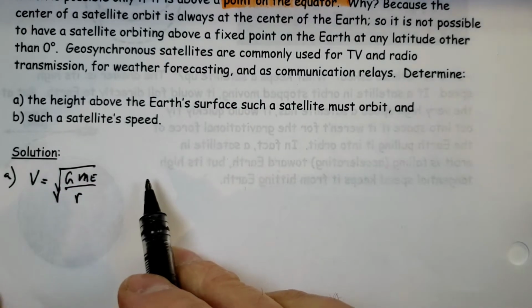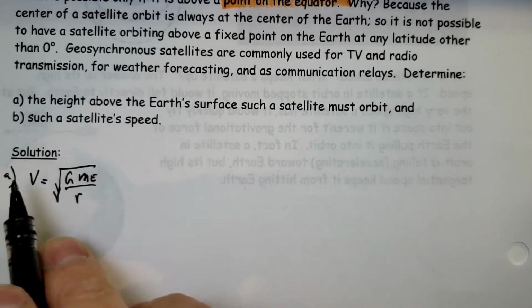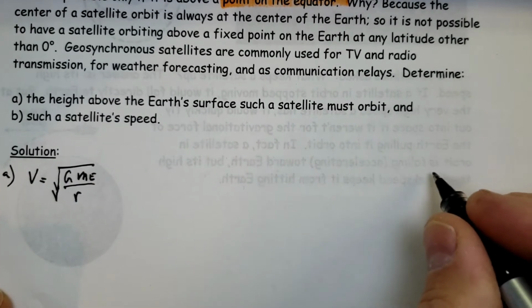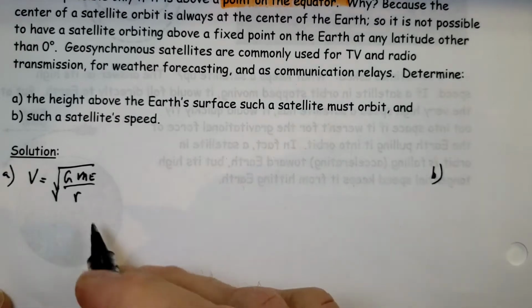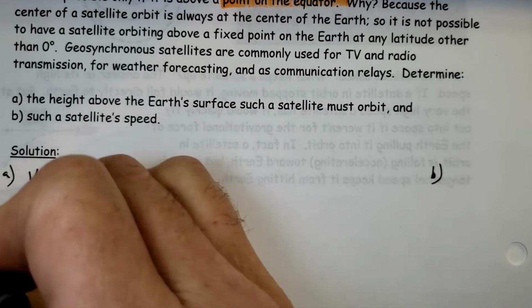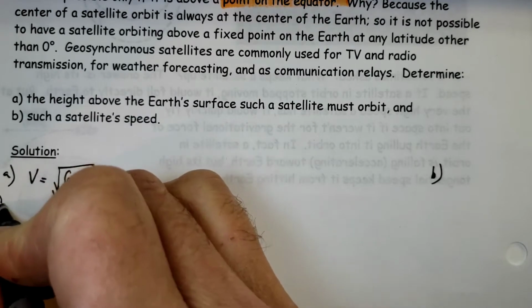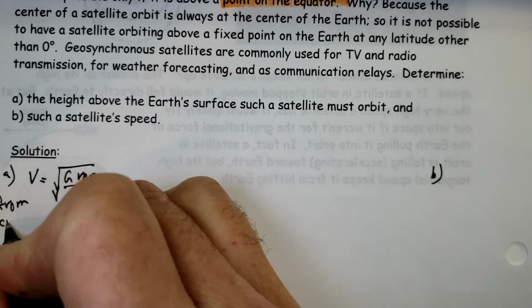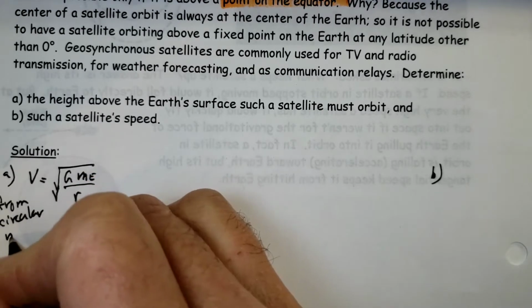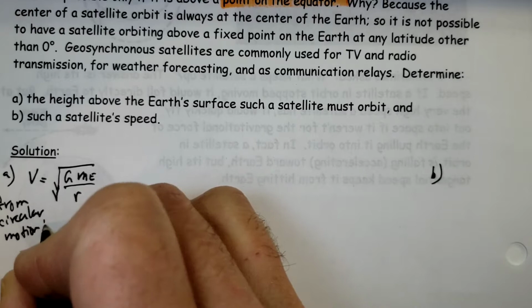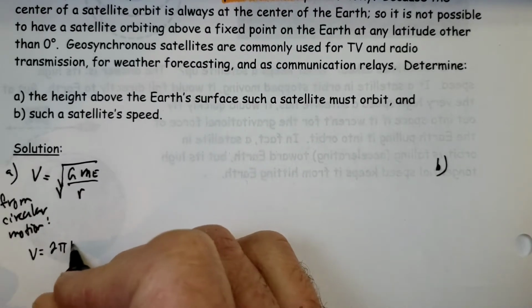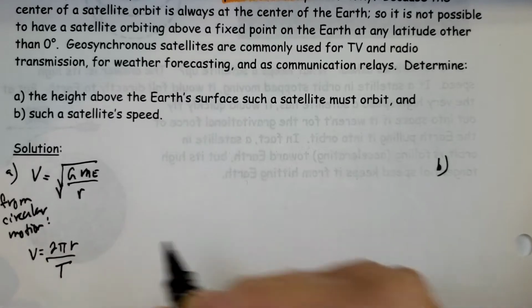Now we need to know height, so we're looking for r, but we don't know the speed of the satellite. That's actually part B that we're going to figure out somewhere over here. So we have to have another way of figuring this out. And in fact, we do. So I could say here, from circular motion, I also know that V can be calculated as 2 pi r over T.